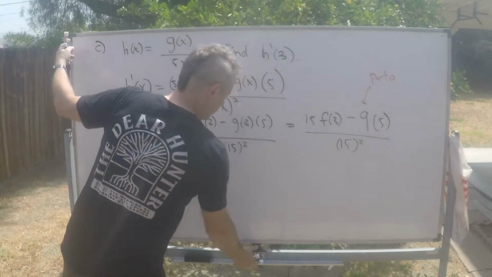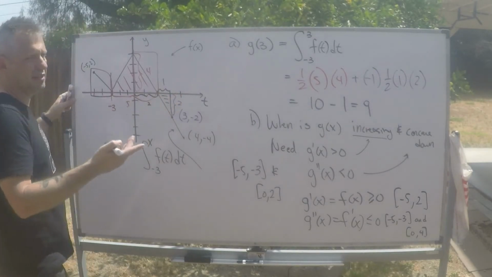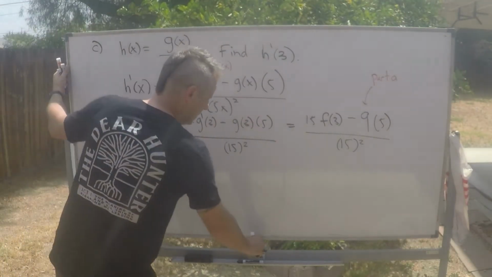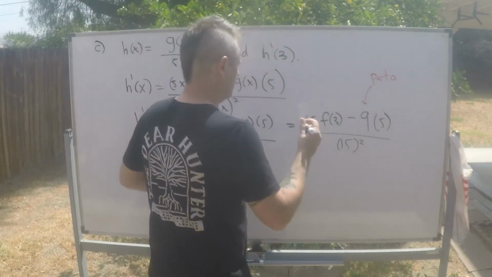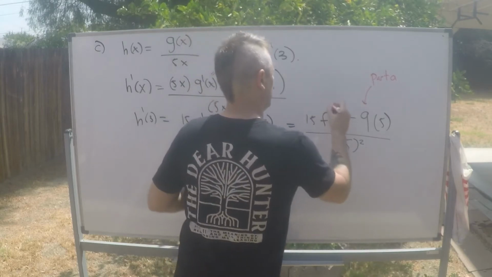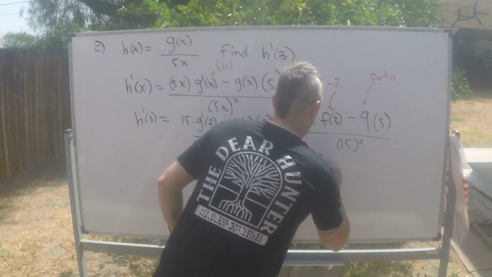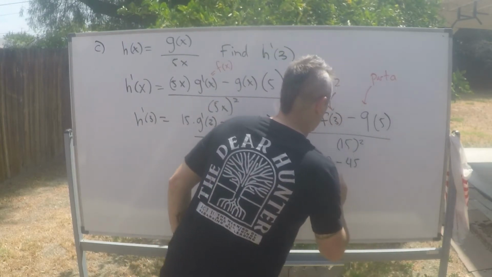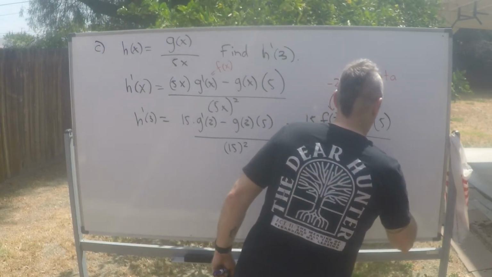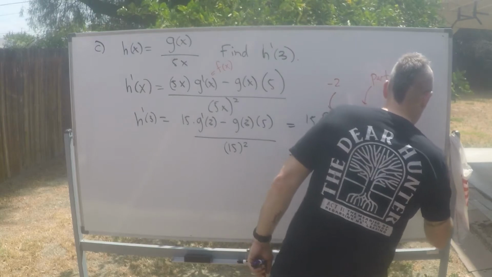Now we still have to figure out what f of 3 is, but that's not so bad. Flip the board over here, and we can look at the graph of that, which we totally have. And it looks like f of 3, oh yeah, that's -2. That's the thing we checked when we found that line. So we have -2. So we end up having -30 minus 45 over 15 squared. This is -75 over 225, which I think is -1/3.